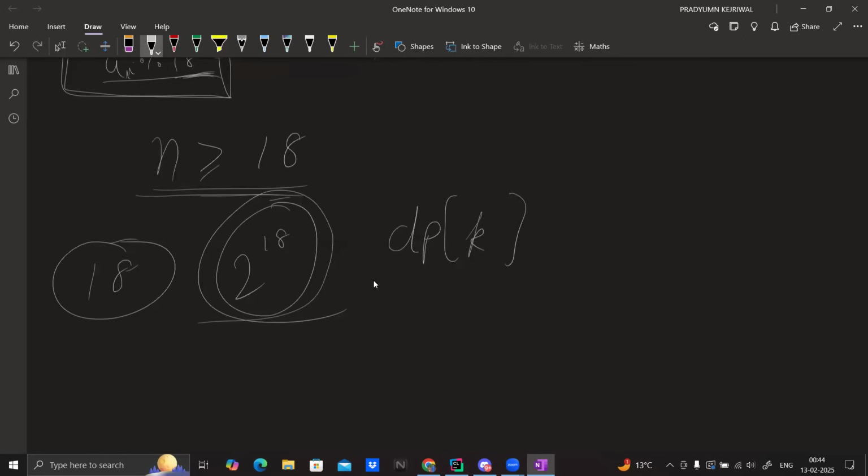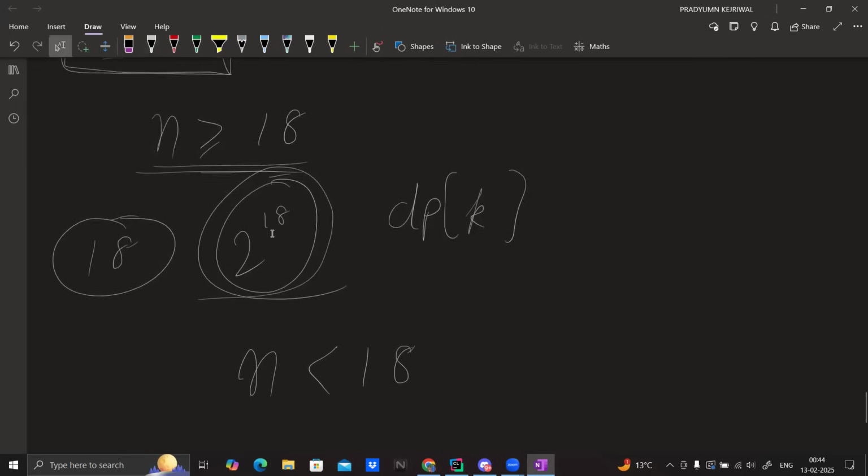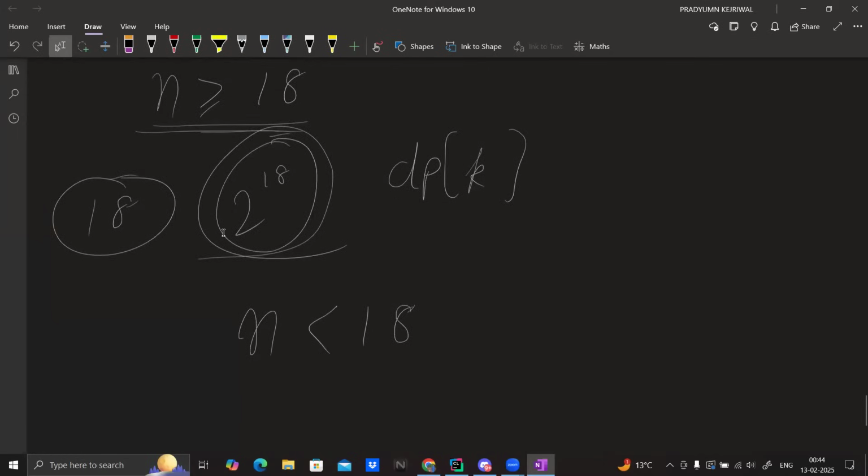So that's what you will do. And if n is less than 18, then you can just do brute force directly, right? So basically if n is greater than 18, then just select some 18 integers and do brute force on that. And if n is less than 18, then just directly do brute force and it will pass. All right.